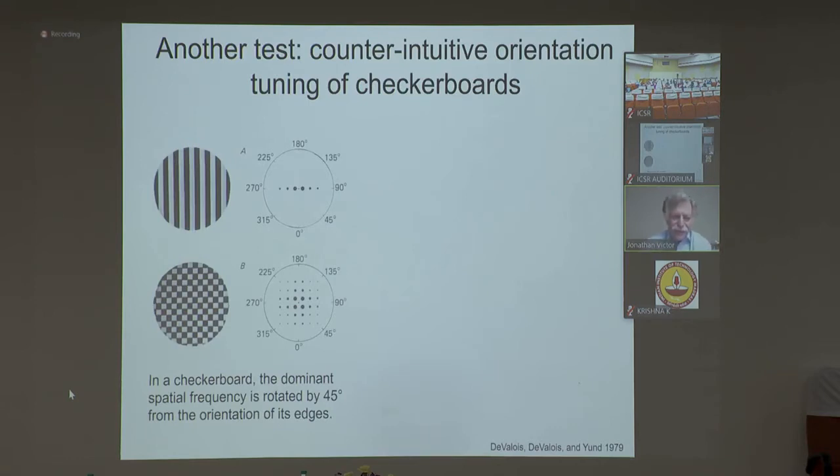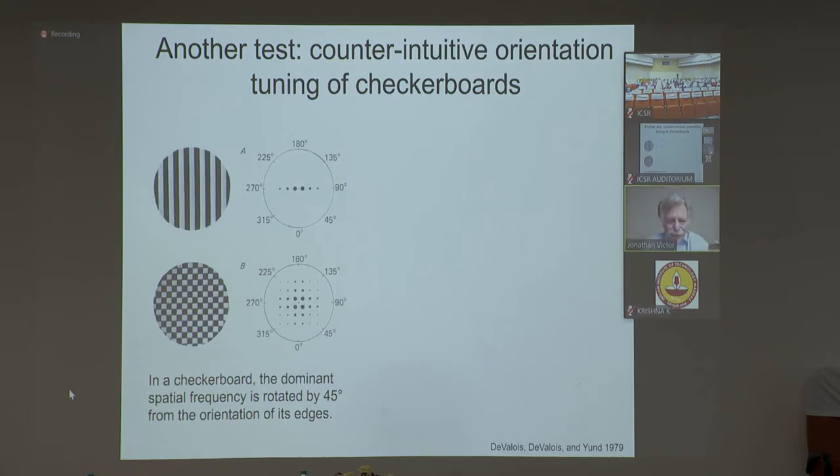So here's another, different test, maybe a bit more qualitative, but in a way more impressive. One starts with the idea that neurons, as I've been emphasizing, have a tuning to orientation. But you could imagine measuring their orientation tuning to bars and also measuring their orientation tuning for checkerboards. What's interesting about this is if you look at the Fourier decomposition of a set of bars, all the spatial frequencies are in a single axis. If you look at the Fourier decomposition of a checkerboard, the Fourier components lie in both dimensions. And interestingly, the strongest Fourier component for a checkerboard is on a 45-degree angle to each of the edges.